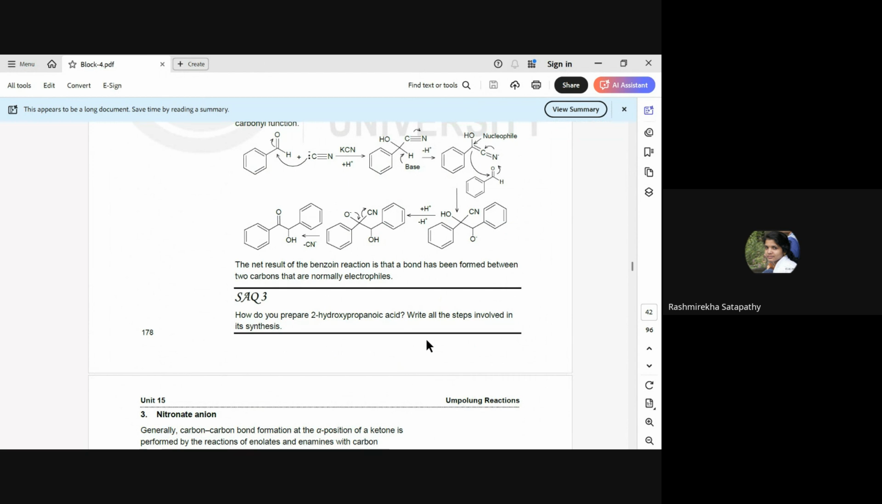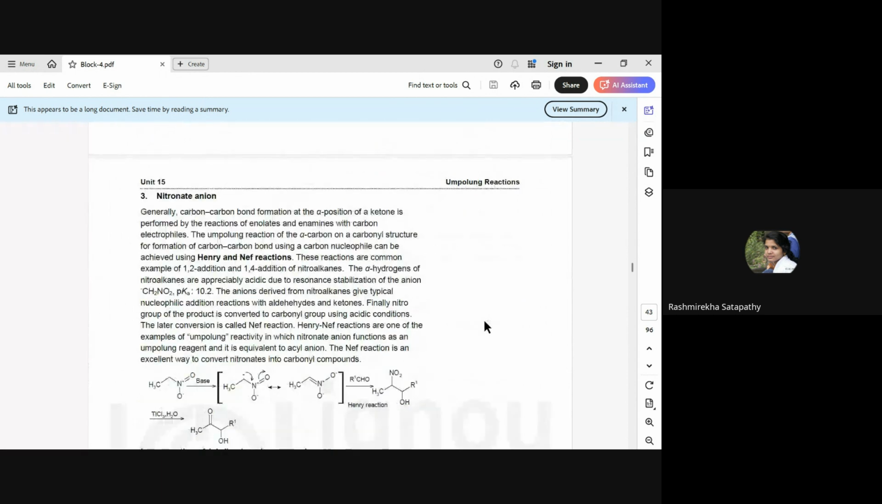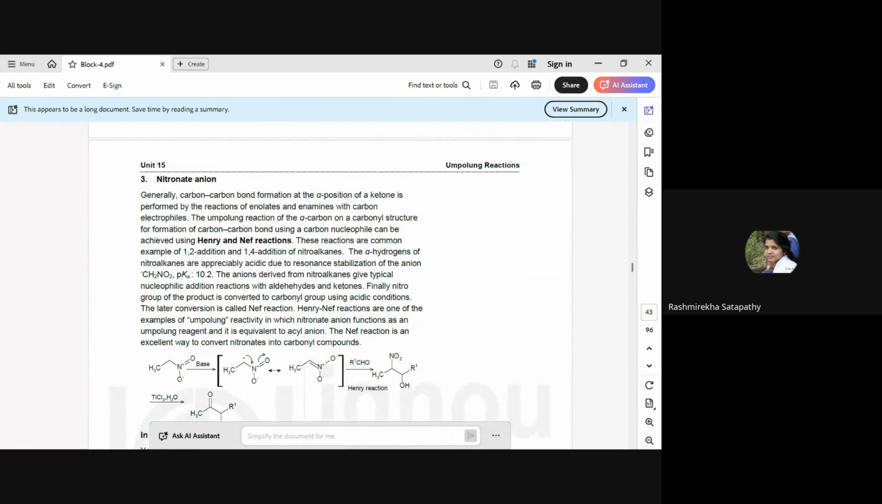Benzoin reaction. This is the benzoin condensation reaction: two molecules of the aldehyde in the presence of KCN. Then the nitronate anion.